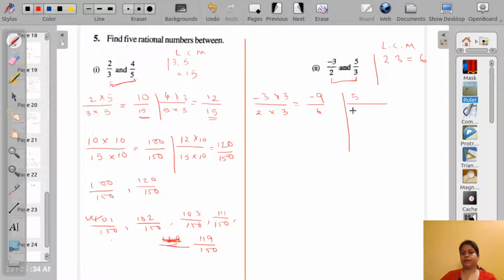Now 5 by 3, make the denominator 6, so we multiply it with 2, numerator also 2: 10 by 6. So between minus 9 and 10, we can easily get 5 rational numbers: minus 8 by 6, minus 7 by 6, 1 by 6, 2 by 6, 9 by 6. These are the 5 rational numbers that we have written between minus 3 by 2 and 5 by 3. Okay.